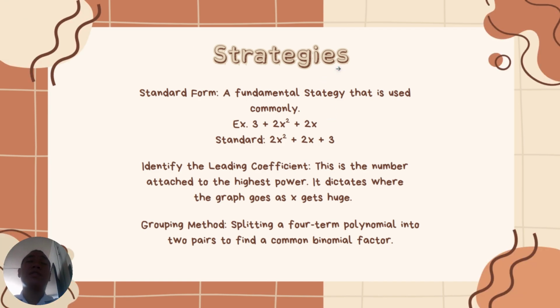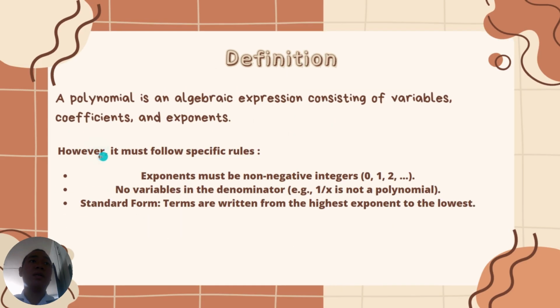There are different strategies that you can use in order to understand polynomials better, or to solve them. First is arranging them in standard form. Standard form is a fundamental strategy that is used commonly. For example, 3 plus 2x plus 2x, I mean 2x squared plus 2x. Remember what I said, that terms are written from the highest exponent to the lowest. That is standard form.